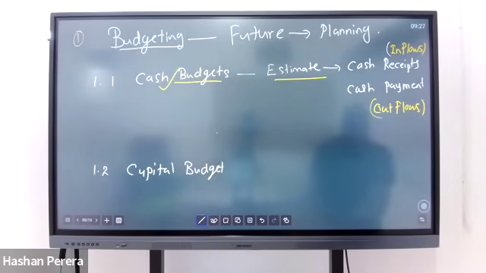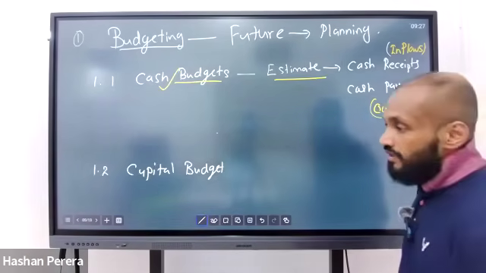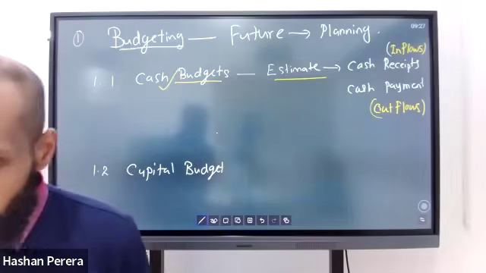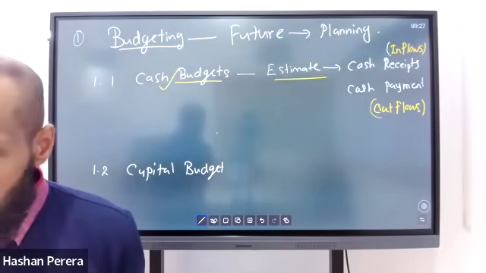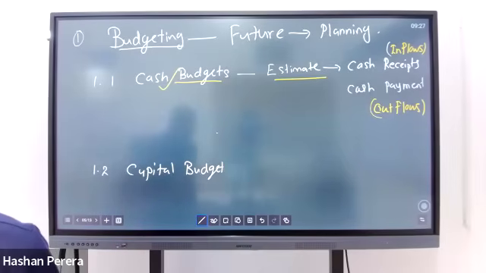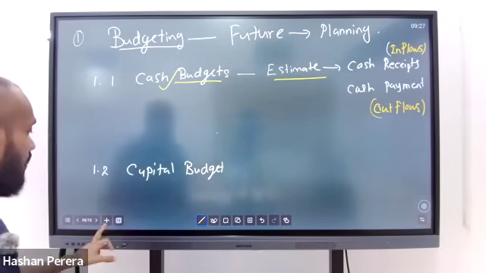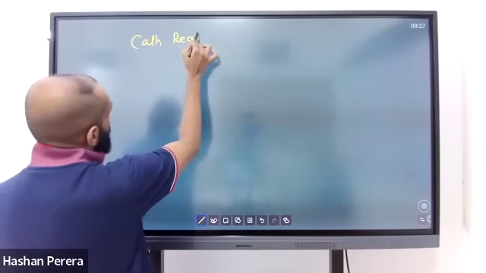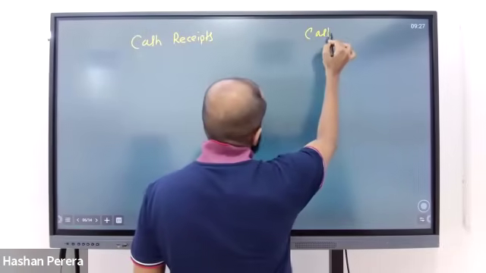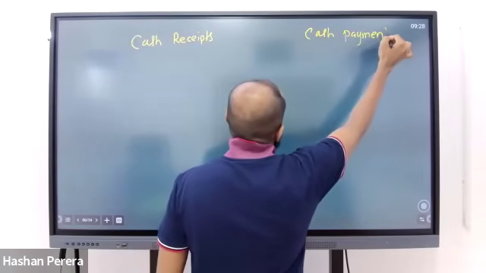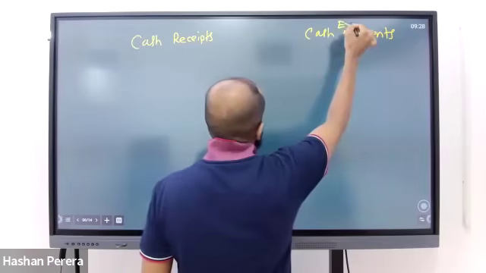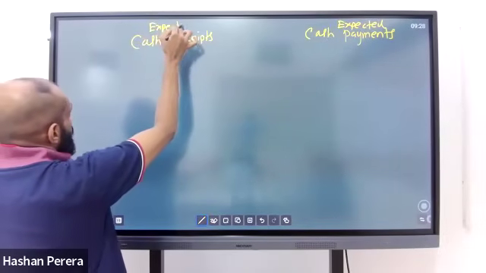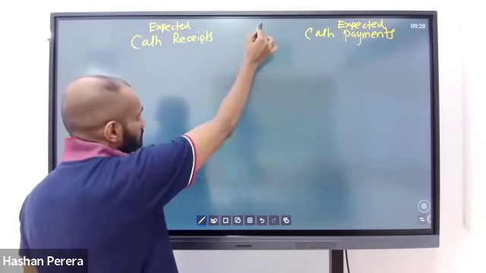Now I underline the words certain future period because that is really important. We are preparing this for a certain future period. Now, a cash budget always includes what and what? Cash receipts and cash payments. But always they are what? Expected. Expected cash receipts and expected cash payments.